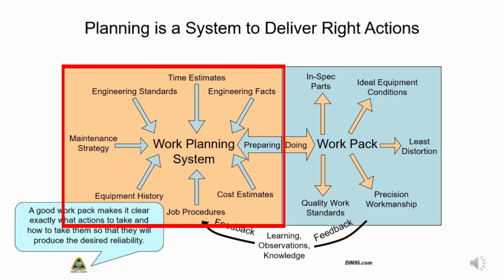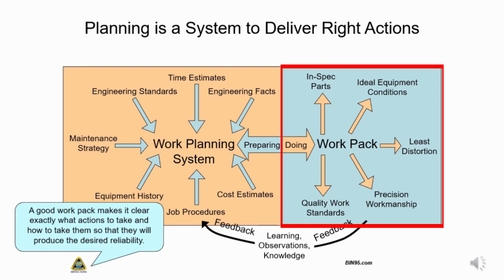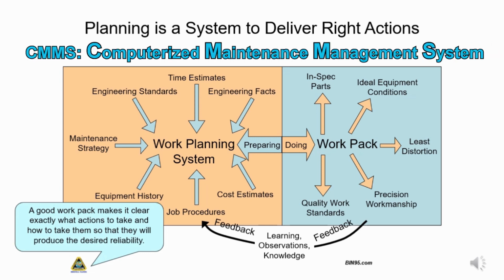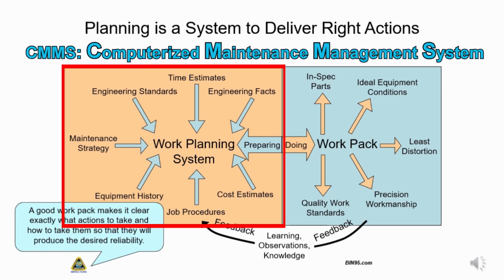A maintenance planner needs a systematic approach so they can quickly compile the correct parts, tools, and information required to do the maintenance to high-quality standards. This necessitates the planner to develop specific information management systems to quickly identify and collate large amounts of information: engineering facts, equipment history, job procedures, work standards, time estimates, and cost estimates. Information management systems like CMMS ensure that the maintenance strategies are actually put into place.